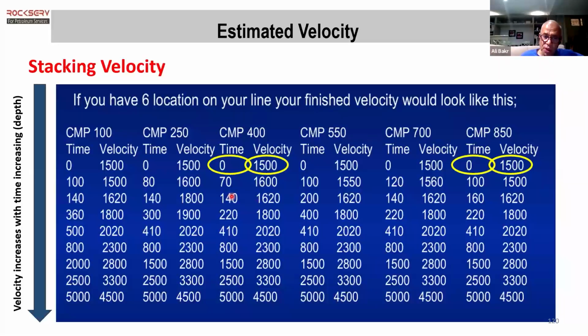Then if I asked you which of them, the average velocity or the interval velocity, is a property of the rock, directly you will answer it is the interval velocity, not the average velocity.